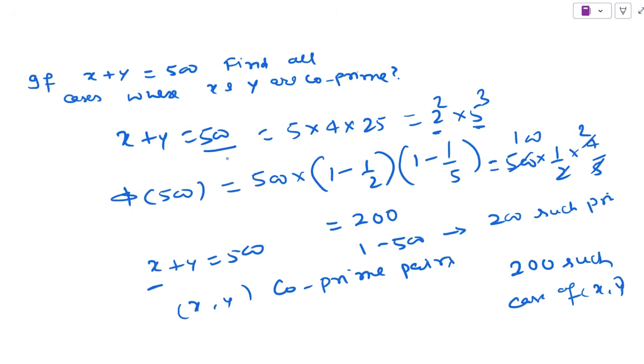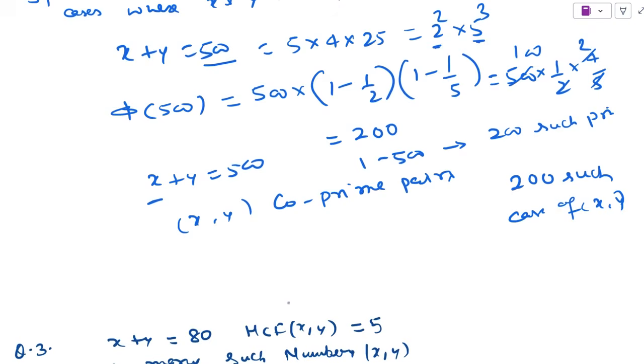If you want to just check, you can check with one or two values of x and y. So 1, 499 is one of the values. 3, 497 is another one, right? Similarly, 7, 493 will again be one of the values.